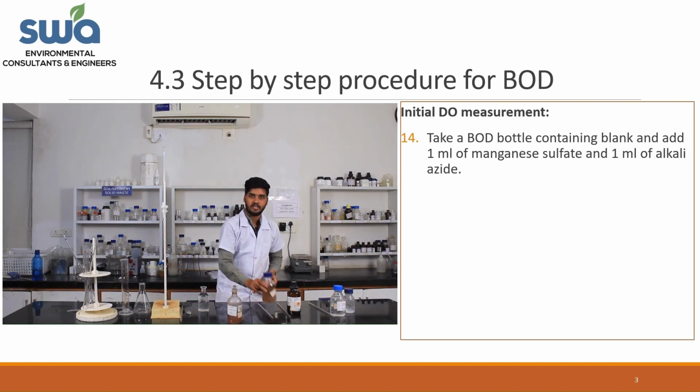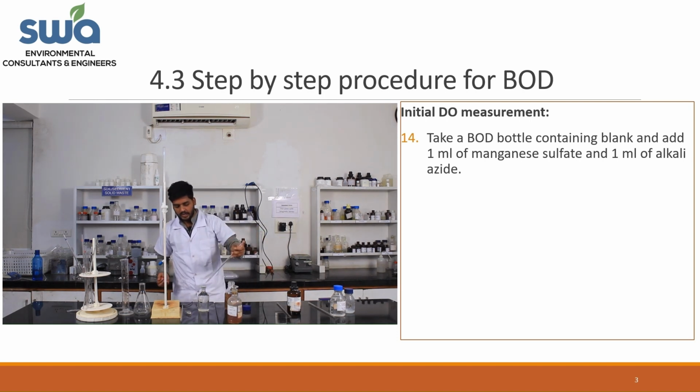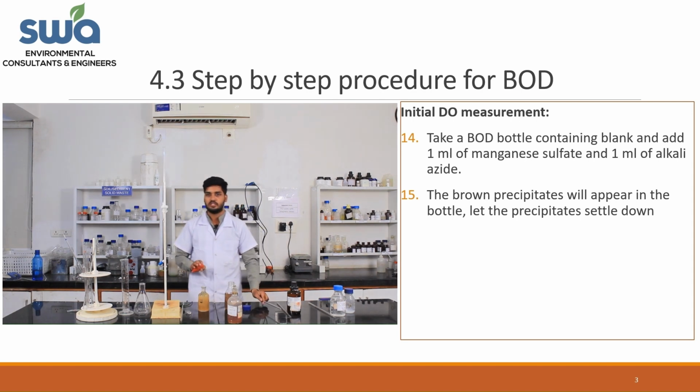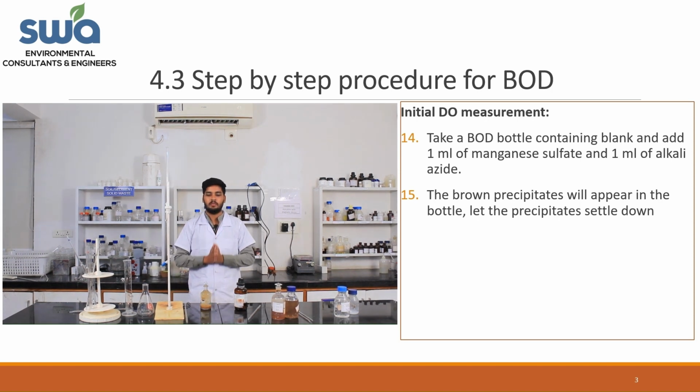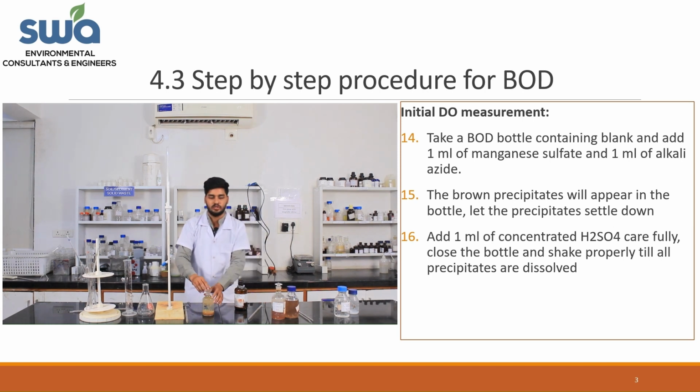Now we will add alkali azide, 1 ml. When you add alkali azide into this sample, instantly you will see brown color precipitates start to form, as you can see here. Let the precipitates form, and after that let them settle at the bottom of the BOD bottle. Now you can see the precipitates have settled. Now we will add concentrated H2SO4 very carefully into this bottle. Add 1 ml of concentrated H2SO4 very slowly and carefully.